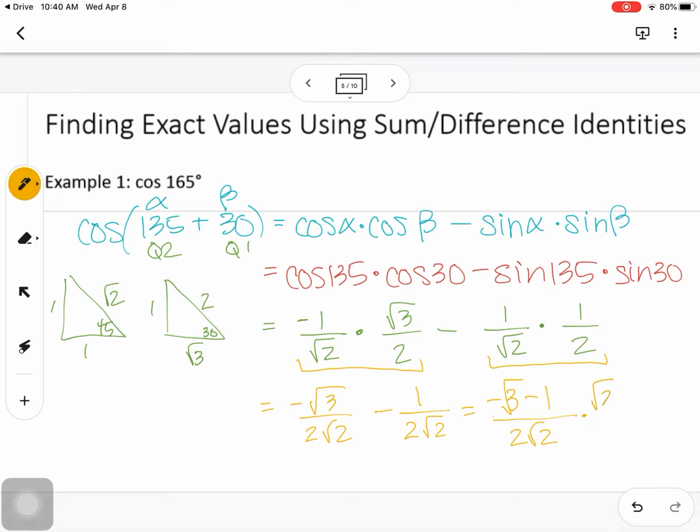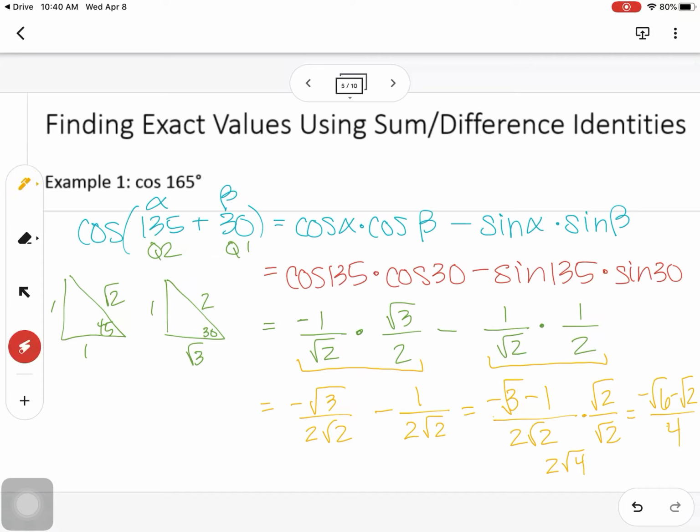I'm going to multiply by the square root of 2 on top and bottom. On top, you have to distribute it, so it'll be negative square root of 6 minus the square root of 2. All over, this becomes 2 root 4, or just 2 times 2, which is 4.